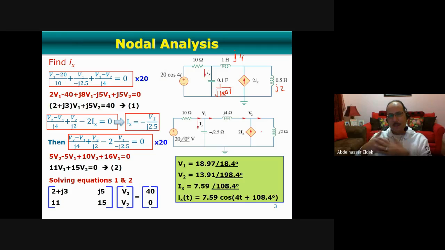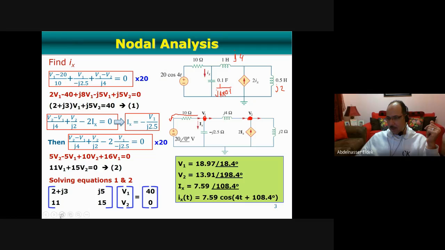So now the circuit is ready to apply either nodal analysis or mesh analysis or any method you like. Let us apply nodal analysis, for example, at these two nodes, this V1 and this V2. As we know from circuit analysis 1, the first current, this current here, equals what? This current is V1 minus the source voltage divided by 10 ohm. So this one here is V1 minus 20 divided by 10. So this is the first current.